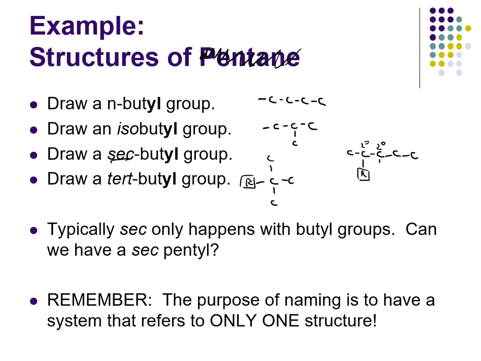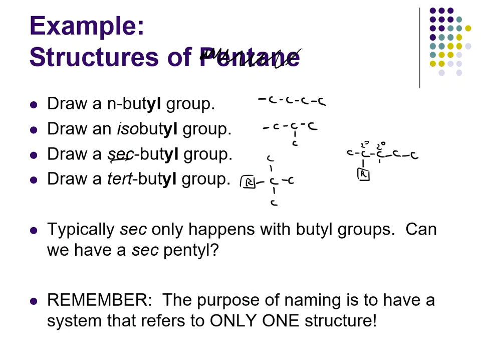Whenever we have a name, that name should be very clear. It should only represent one structure, and that is it. And here we have a sec pentyl group, but there's 2 different ways for someone to draw this if that was the case. So because of that, this is not a valid name. The purpose of naming is to make sure that that name represents only one structure. That is what this thing is supposed to be about.